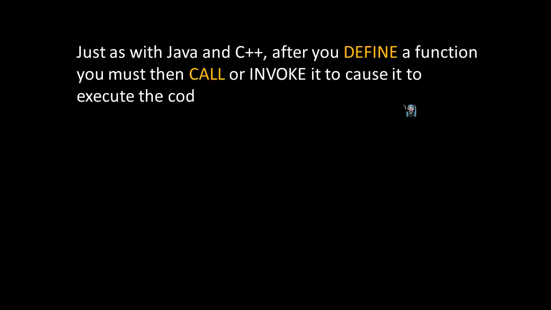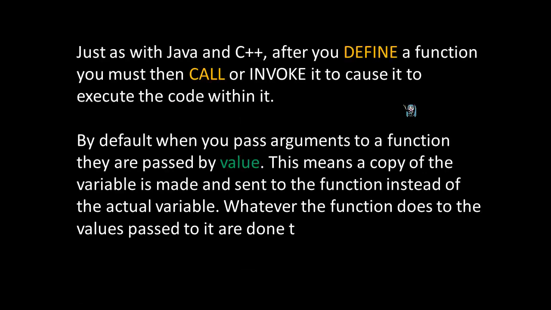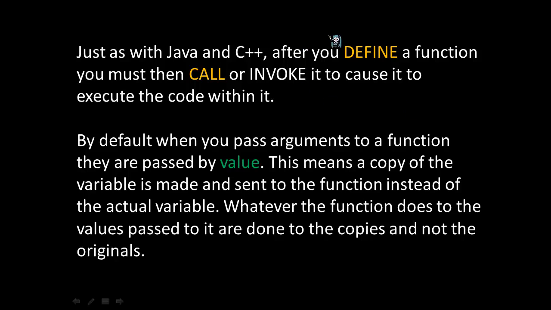For clarification, let's re-summarize this. Just as with Java and C++, after you define a function, you must then call or invoke it to cause it to execute the code within it. By default, when you pass arguments to a function, they are passed by value. This means a copy of the variable is made and sent to the function instead of the actual variable. Whatever the function does to the values passed to it are done to the copies and not the originals.